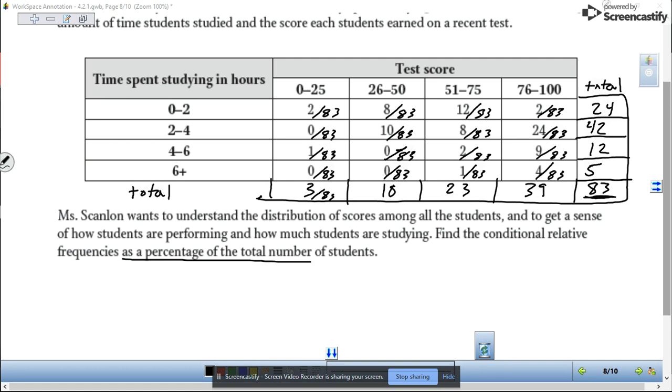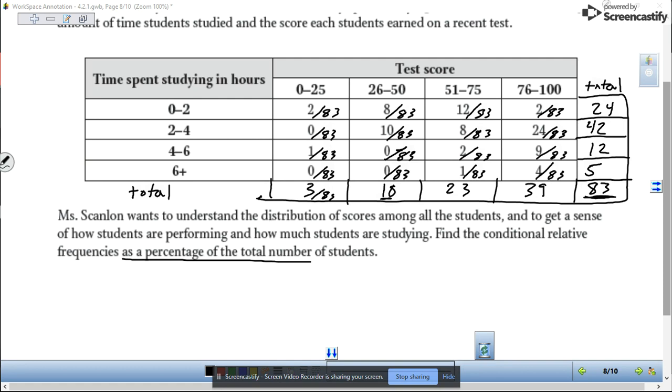It depends on the problem. We'll get to some problems where it says, how many students or what percentage of the students in her class made between a 26 and a 50. That would mean you wouldn't need just the 8 or the 10 or either of the zeros. You would need the total group, the 18 here. So pay attention to what the questions are asking for. It says find the conditional relative frequency as a percentage of the total.